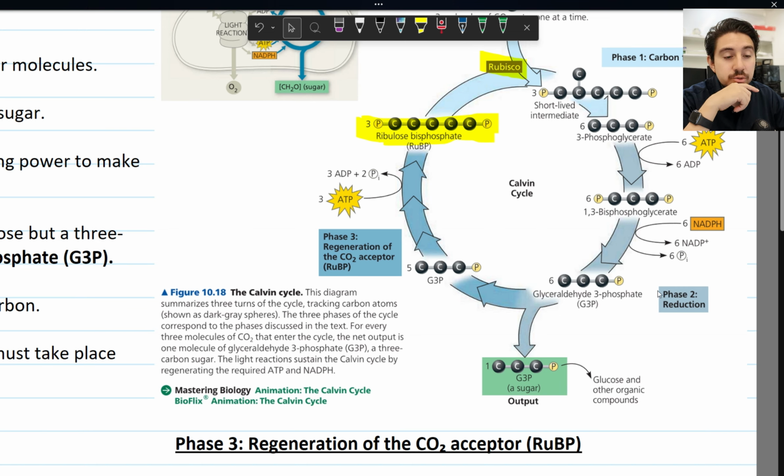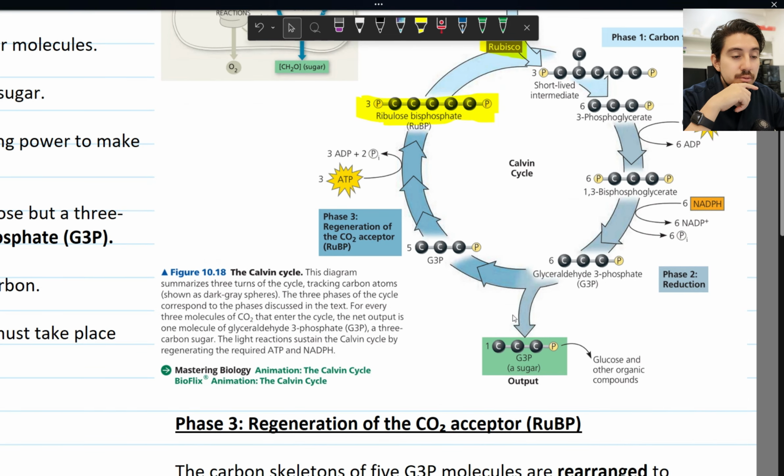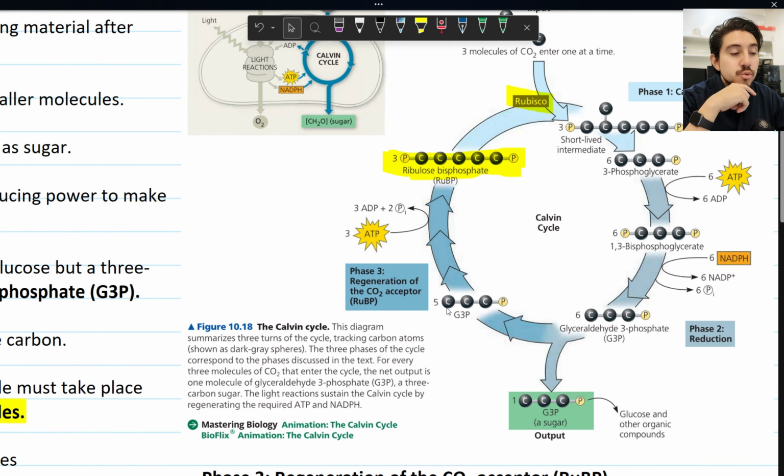What we just saw right now is essentially NADPH reducing this 1,3-bisphosphoglycerate. So this is called the reduction phase, phase 2. Okay? So this is probably one of the most important things to know. Amongst these 6 molecules of G3P, only one leaves. And the remaining 5 will be used to re-establish RuBP.